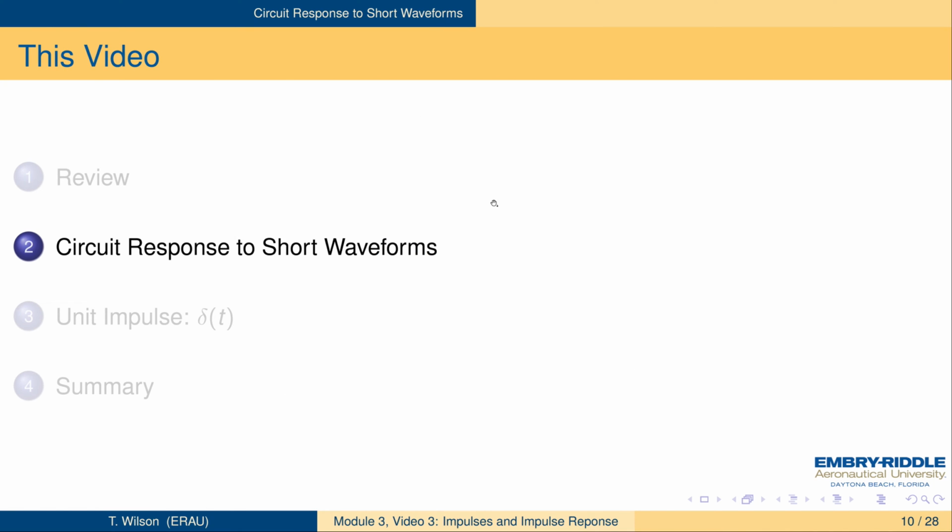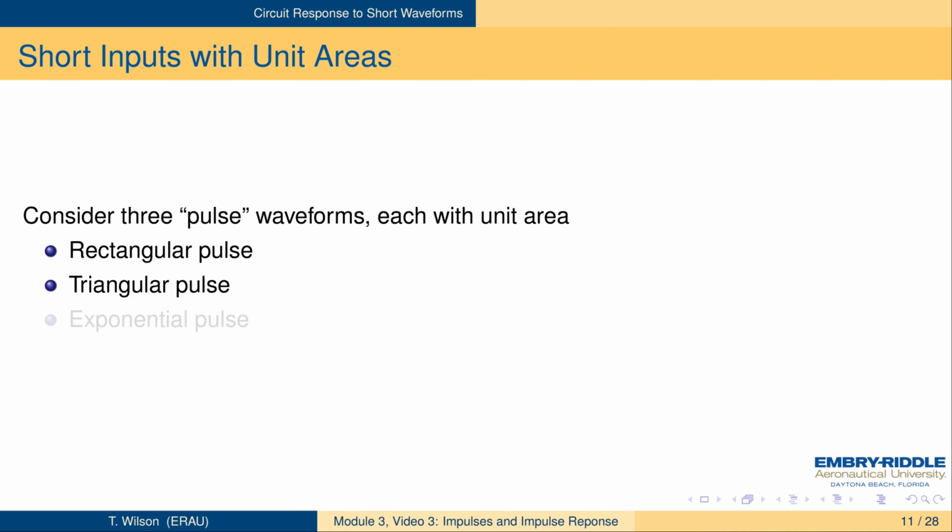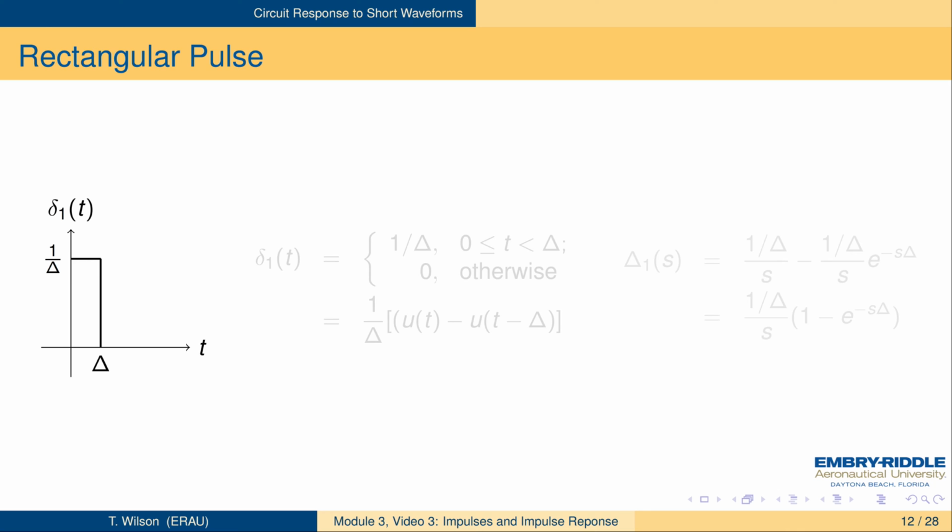So let's look at what happens if you put short waveforms into circuits. We're going to look at 3 different waveforms: a rectangular pulse, a triangular pulse, and what we call an exponential pulse. The first 2, of course, have finite duration. They cut off completely. Here's a rectangular pulse. And we rigged things up here so that the pulse has an amplitude that's the inverse of its width. So the product of the amplitude and the width is always 1. So this is a unit pulse.